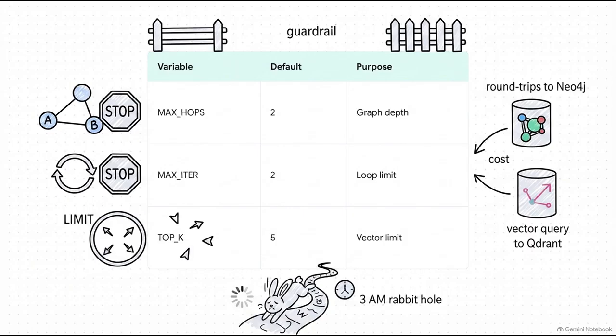Every single hop the agent takes adds more Cypher database round trips to Neo4j and triggers another secondary vector query to Qdrant. If you just let the agent hop infinitely, sure, it might eventually stumble onto the perfect answer, but it'd be like falling down a Wikipedia rabbit hole at 3 a.m. Your user would just be staring at a loading screen forever.